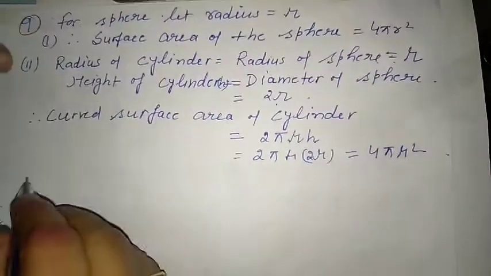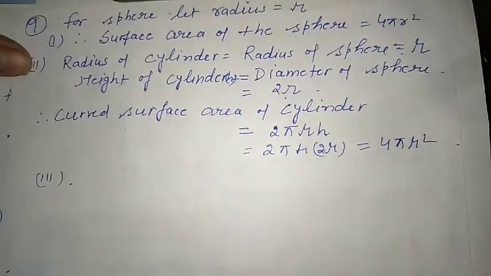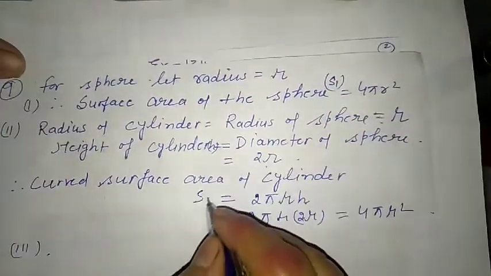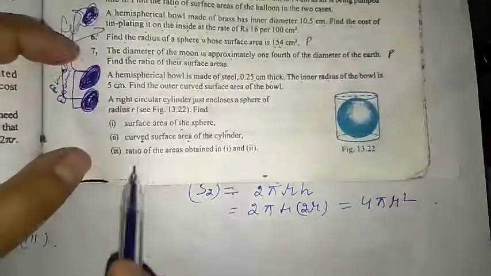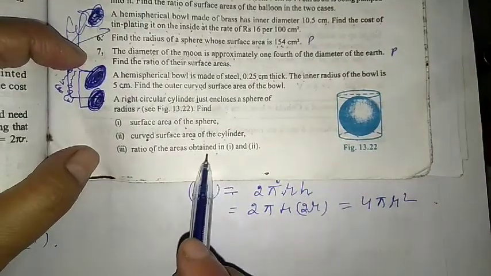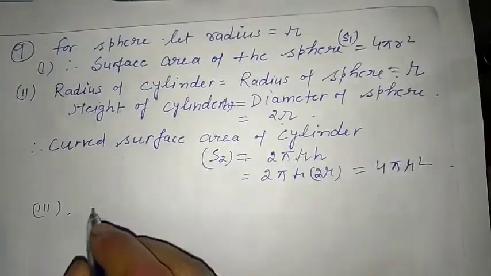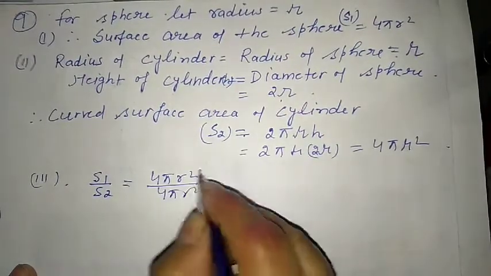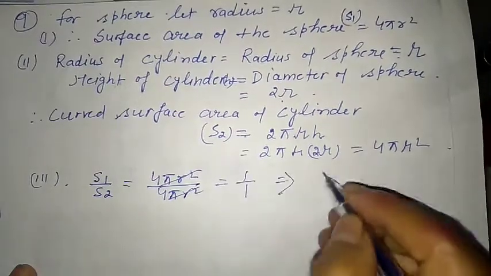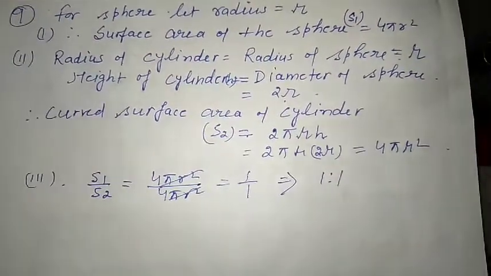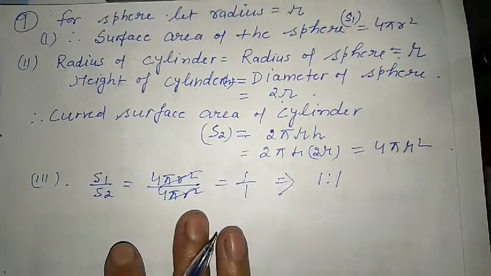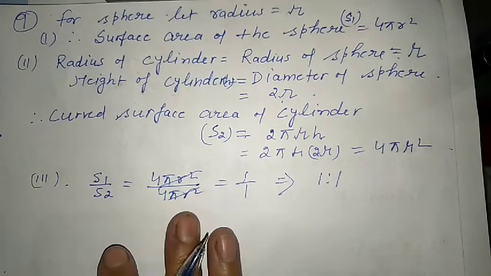Now for the third part, suppose this surface area is S1 and this surface area is S2, so in the third part we have to find the ratio of the areas obtained in first and second part. So we will write here S1 upon S2, that is equal to 4 pi r square upon 4 pi r square. We have here 1:1. So this is the exercise here complete. Do this too in the fair notebook along with the examples. Now see the volume in the next video.